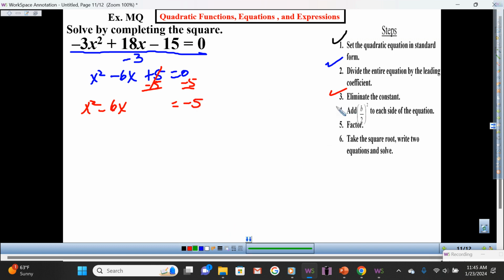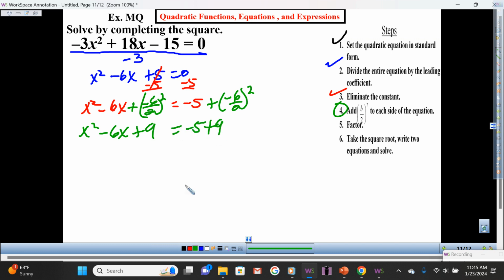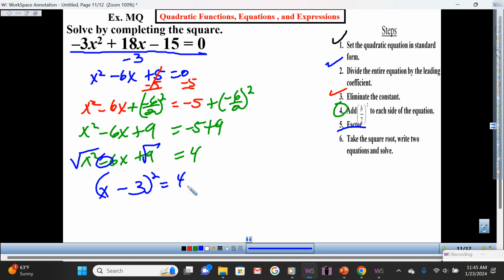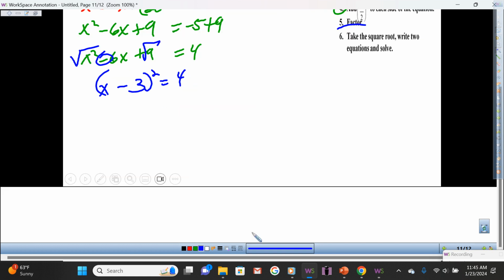Next, complete the square. So what do we do? Add -6 over 2 squared to both sides. So we end up with x squared minus 6x plus 9 equals -5 plus 9. Simplify the right side, that is 4. Next, factor. Square root of the first, square root of the last, sign of the middle, squared, equal to 4. Hands if you got it right there by yourself. Yeah, we got this, all right.